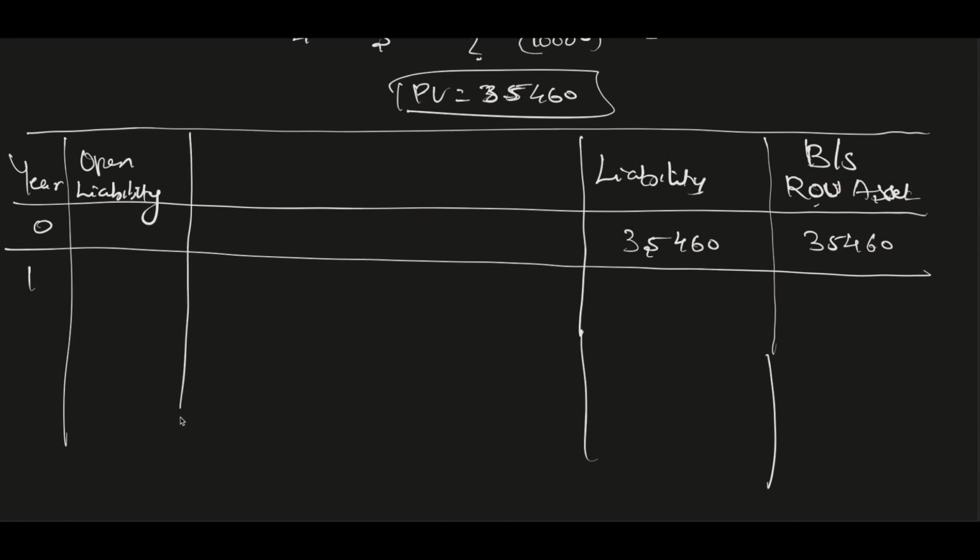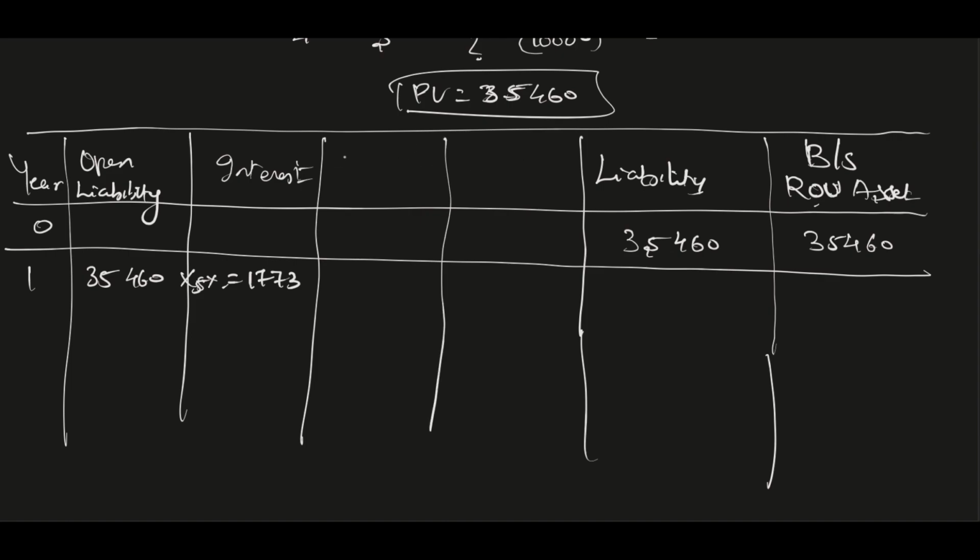Opening liability will be 35,460, and I'm supposed to pay interest. Okay, so that's how the structure will be. Now interest will be, I'm supposed to pay 5 percentage. So this 5 percentage comes to 1773.